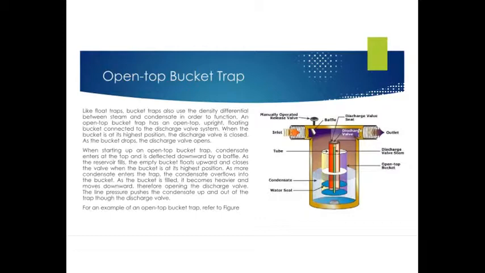When starting up an open-top bucket trap, condensate enters at the top and is deflected downward by a baffle. As the reservoir fills, the empty bucket floats upward and closes the valve when the bucket is at its highest position. As more condensate enters the trap, the condensate overflows into the bucket. As the bucket is filled, it becomes heavier and moves downward, therefore opening the discharge valve. The line pressure pushes the condensate up and out of the trap through the discharge valve. For an example of an open-top bucket trap, refer to the figure.